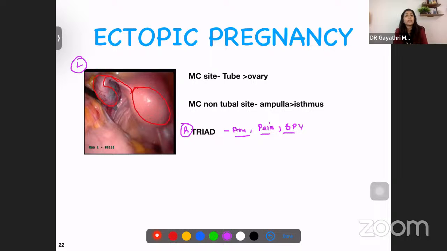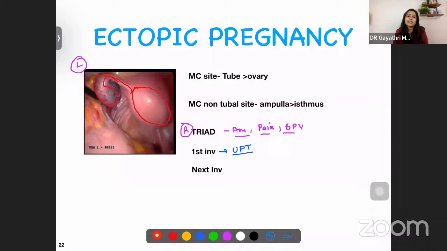This is the triad of ectopic. So what is the first thing that you are going to do? Many students have a misconception that I will directly jump for an ultrasound. But the first thing, a very simple investigation that you can do, is a urine pregnancy test. Just confirm whether she is pregnant or not. So the first investigation that I'm going to do is urine pregnancy test.